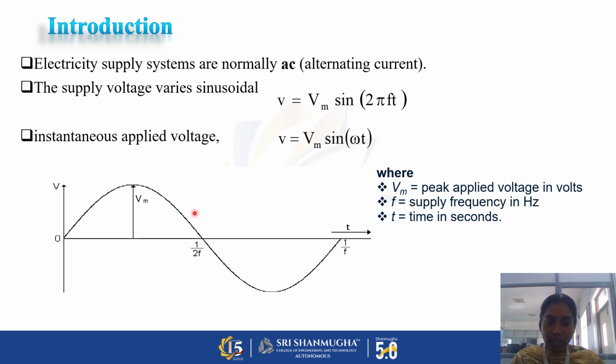The positive cycle takes half of the period and the negative cycle takes the other half. So the total duration of one complete cycle is equal to one period.